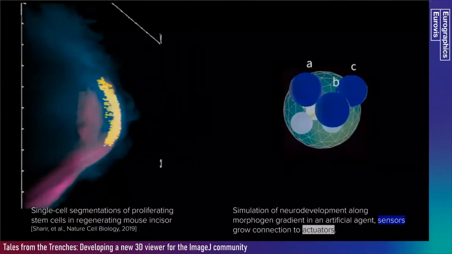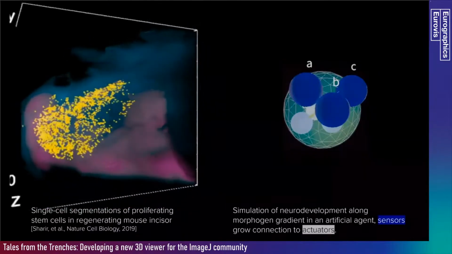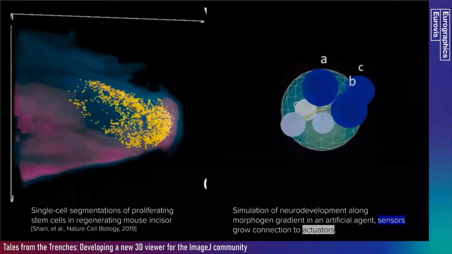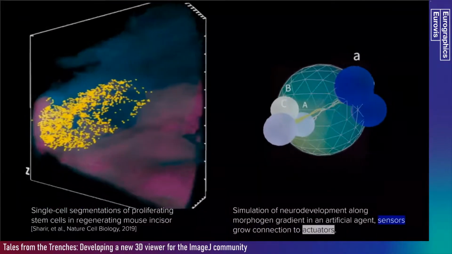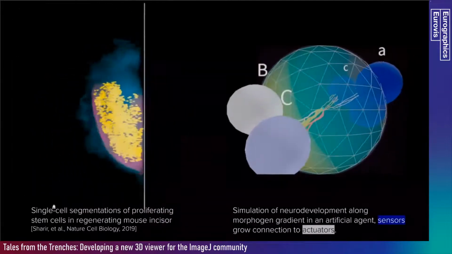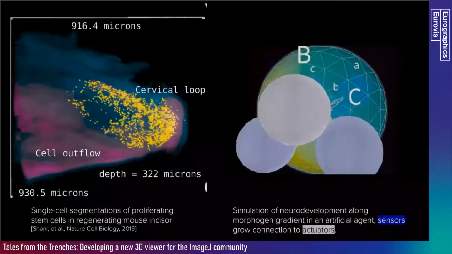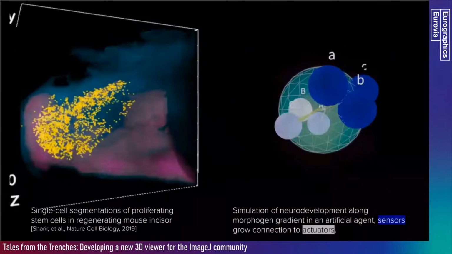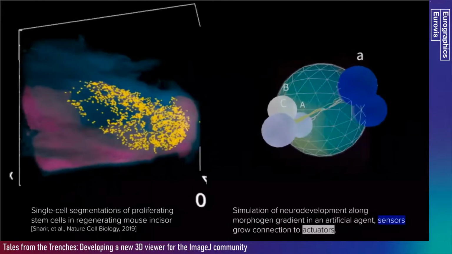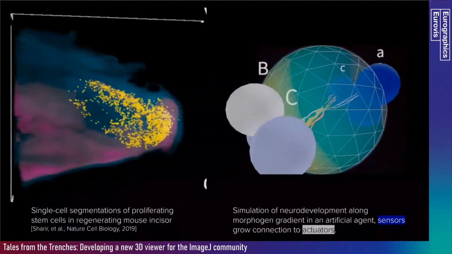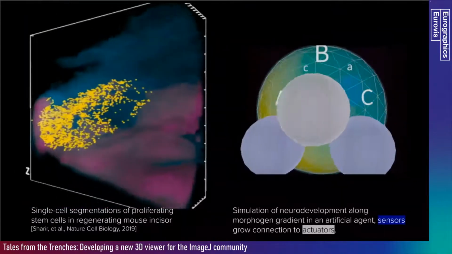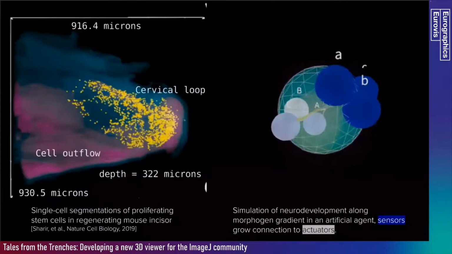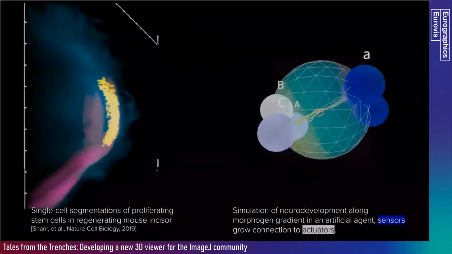Furthermore, we have used SciView for generating visualizations of single-cell segmentations of proliferating stem cells in regenerating mouse incisor tooth. These are the yellow dots there. And also for simulation of neurodevelopment along a morphogen gradient, which is shown in the middle of the video, with neurons growing connections between the sensors in blue and actuators in white.